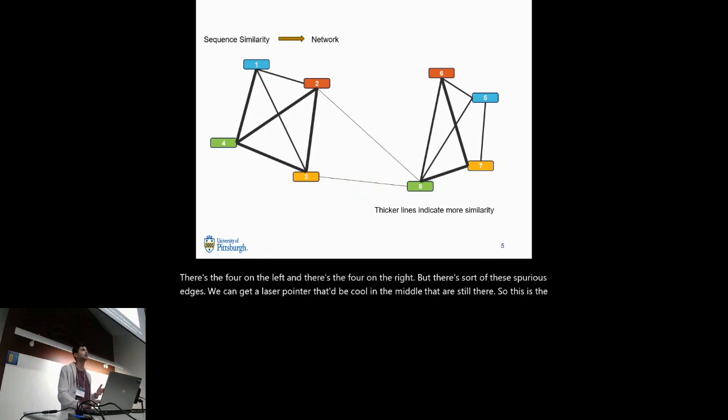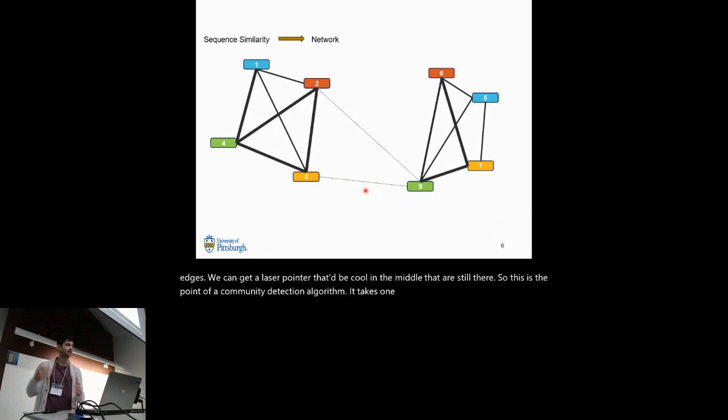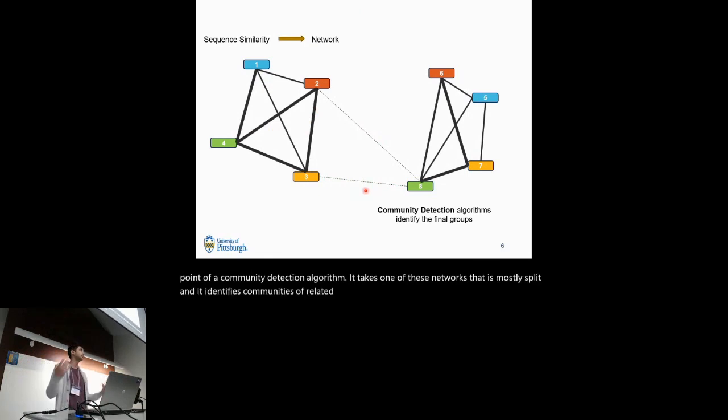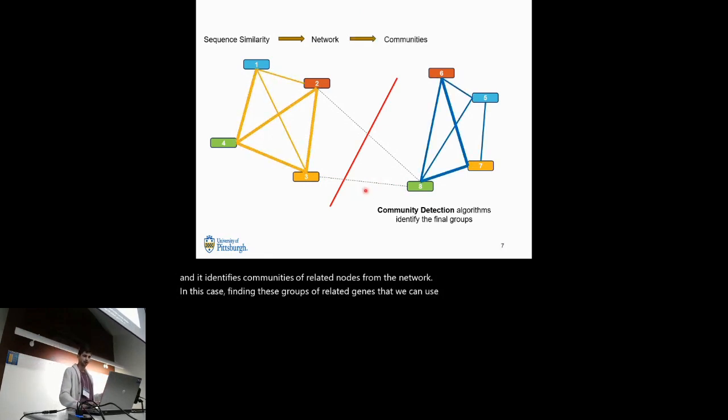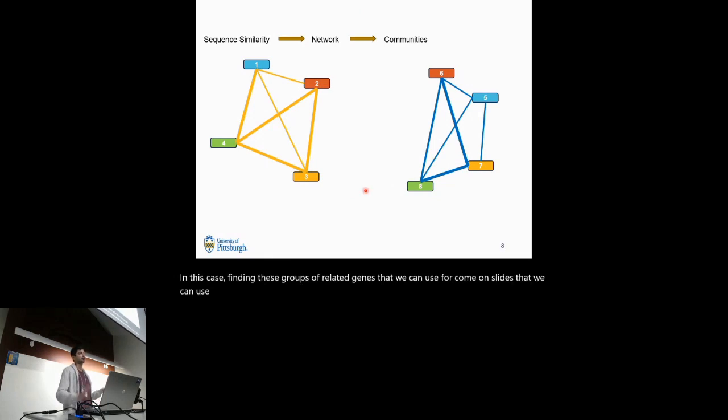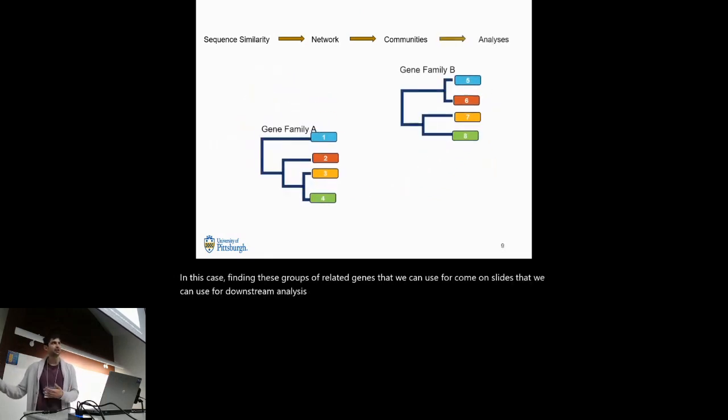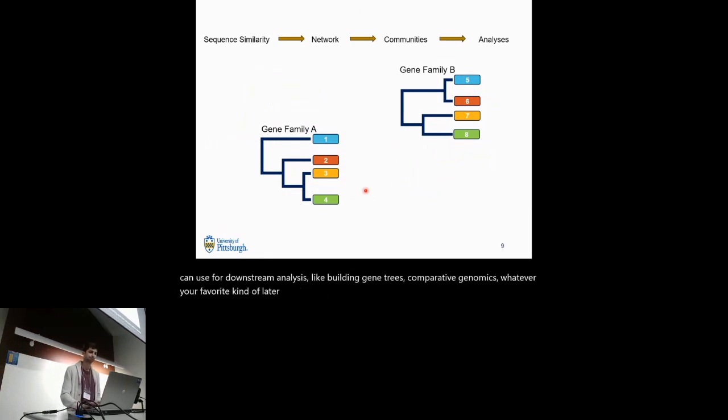So this is the point of a community detection algorithm. It takes one of these networks that is mostly split, and it identifies communities of related nodes from the network. In this case, finding these groups of related genes that we can use for downstream analyses like building gene trees, comparative genomics, whatever your favorite later stages are.